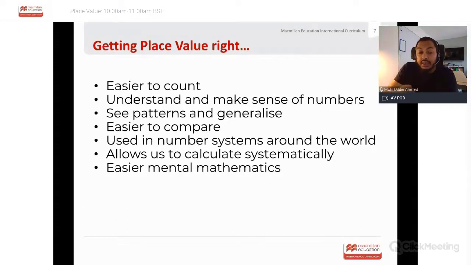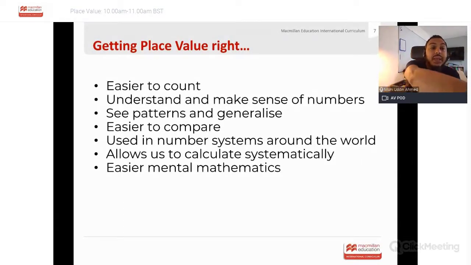So whether I'm in England at the moment, or if I go to a different country, I know that the majority of countries in the world now, if not all of the countries, have a base 10 number system. And so that would be used all across the world. And so it would be easier for me to understand. And it's something that's standardized now pretty much all around the world. It also allows us to calculate systematically, and in fact, having good place value knowledge and understanding from an early age allows us easier mental arithmetic as well. So there are some key reasons why we must get place value right.